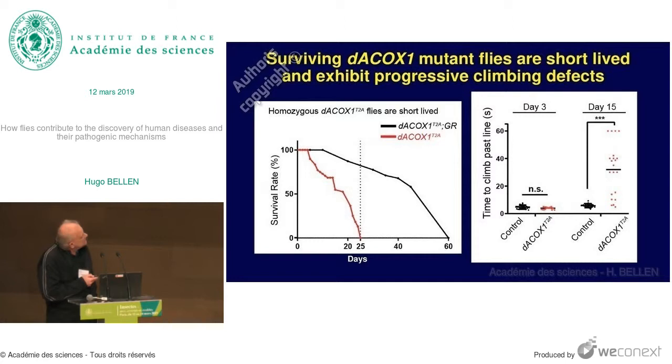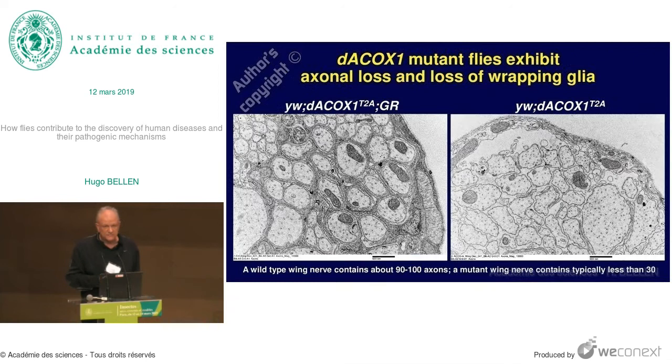And when they're born, their motility is pretty good. Their time to climb past a certain line is a second or two. So they're pretty active. But after a few days, they lose a lot of this activity, and they become mostly immobile. So we did electron microscopy on the neurons of these animals and on the nerves, and noticed a major defect when we looked at the wing nerve. And if you look at this electron microscopy picture, a section through the nerve in the wing of the fruit fly, you can see that these axons are insulated by glia that very nicely insulate each of these axons.